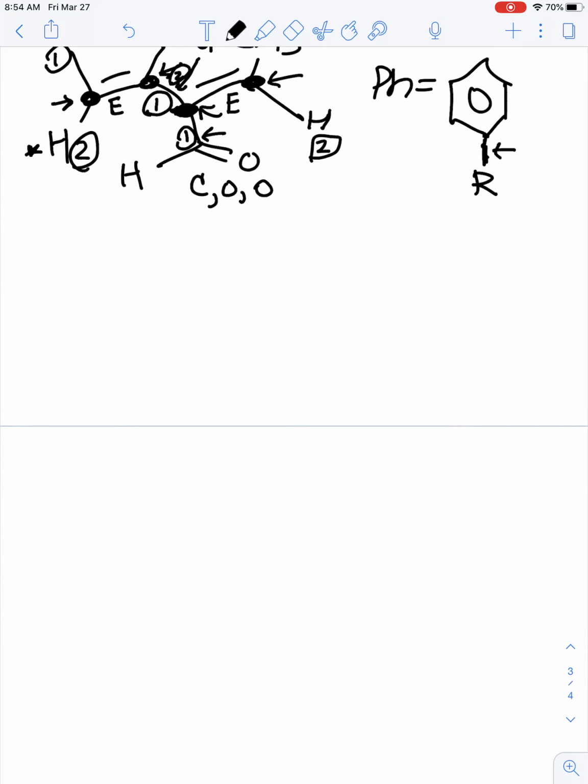That's actually what we're going to cover today. This is the end of looking at the CIP rules. Make sure you get a lot of practice on the R and S configurations and then the E and Z configurations for the double bonds.